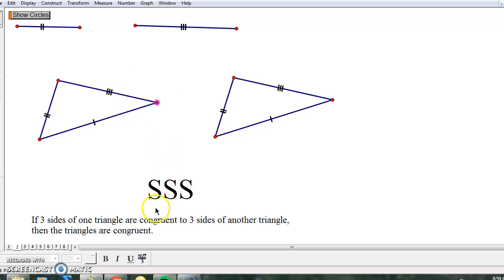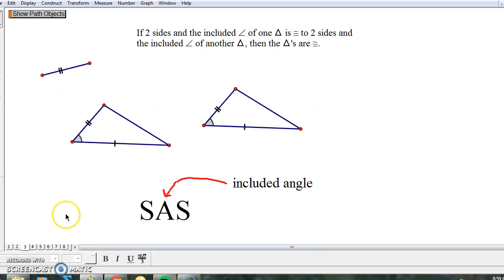So this is one of our shortcuts. It's called side-side-side. Some people call it a side-side-side conjecture. Some people call it the side-side-side theorem. But we know that it works. Basically, the idea is if 3 sides of one triangle are congruent to 3 sides of another triangle, then the triangles are congruent. Let's take a look at another option, which is side-angle-side.